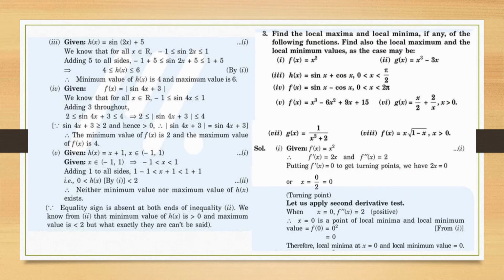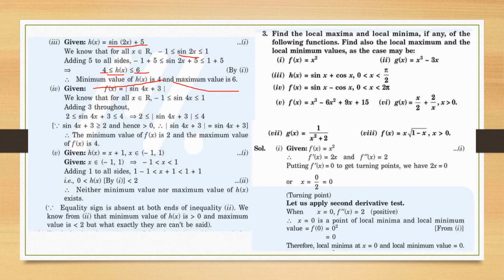Next is h(x) equal to sin 2x plus 5. Now you know that the sine function, whether it is of any angle, either sin x or 2x or 3x, has a maximum value of 1 and a minimum of -1, meaning it ranges between -1 and 1. So to make it like sin 2x plus 5, I will add 5 throughout. So h(x) lies between 4 and 6. So both maximum and minimum exist. The minimum is 4 and the maximum is 6.